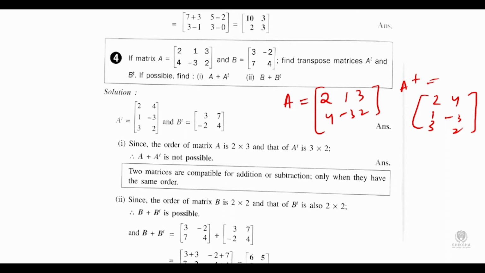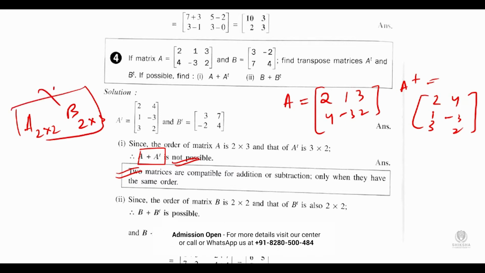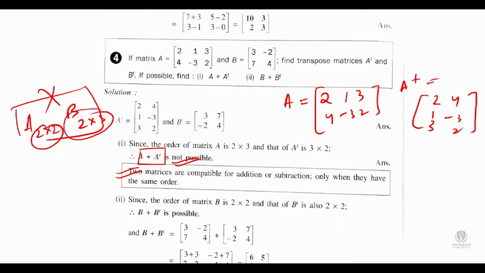And a matrix and its transpose can never be added, that is, A plus transpose of A, addition is not possible. Two matrices are compatible for addition or subtraction only when they have the same order. That is, if A matrix order is 2 by 2 and B matrix order is 2 by 3, these two matrices can never be added. Only they need to have the same orders to get added or subtracted.